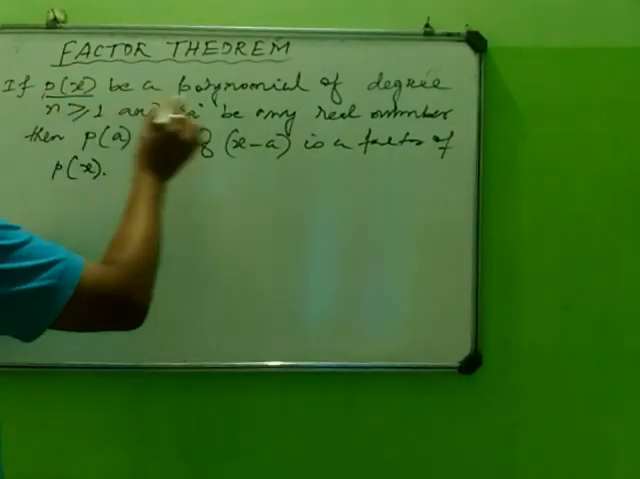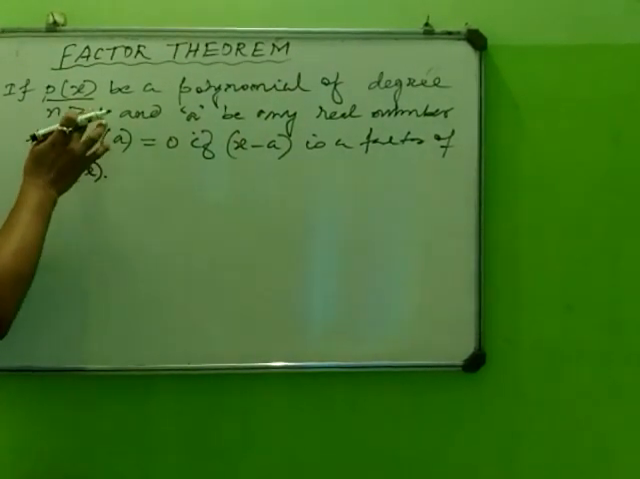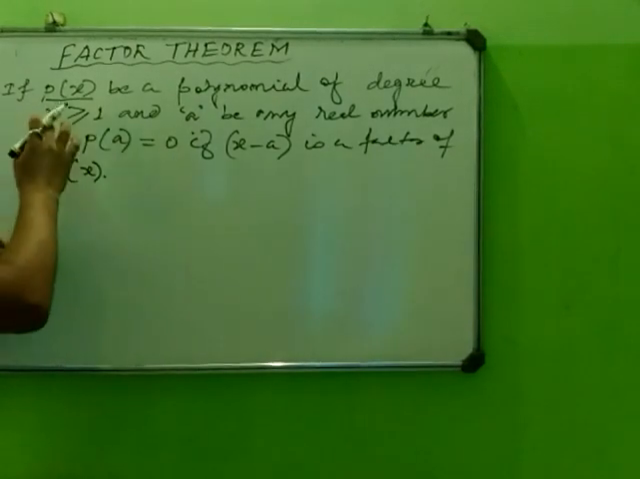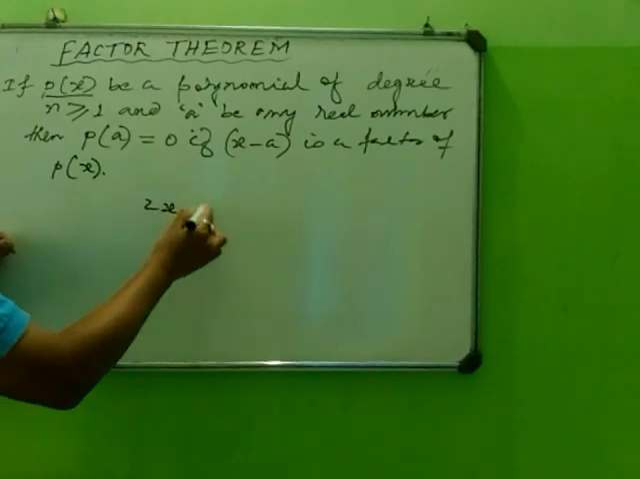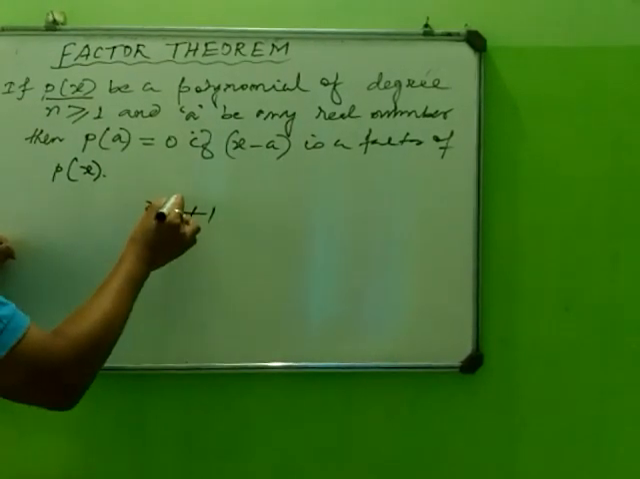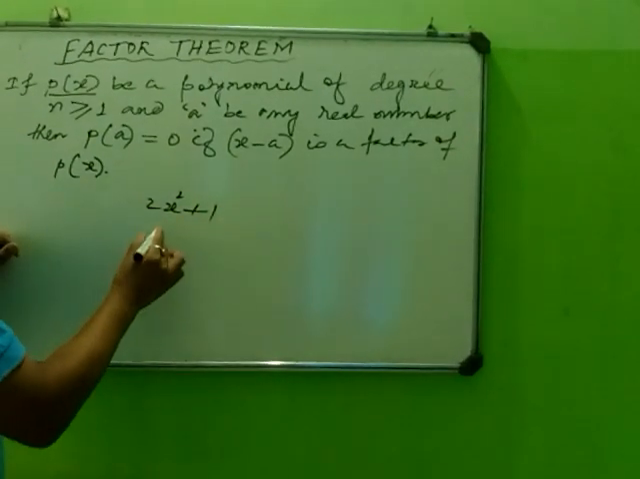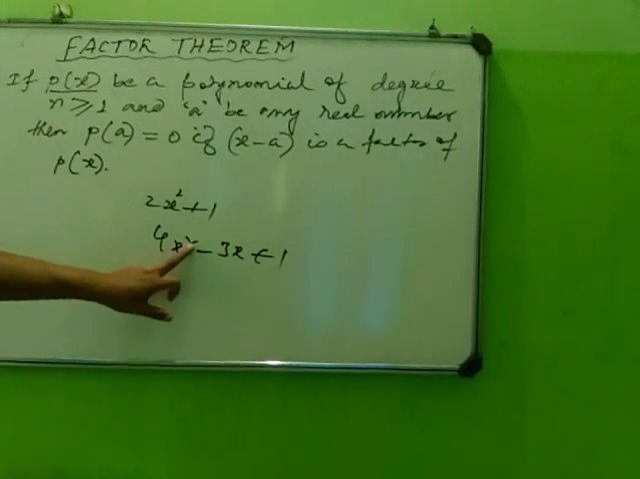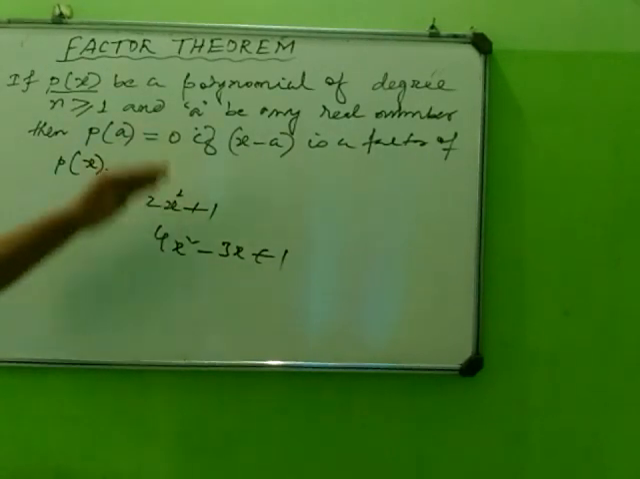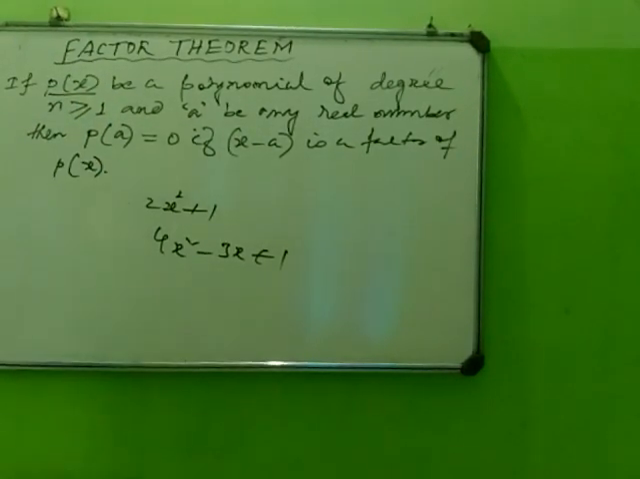Now p of x is a polynomial of degree n greater than or equal to 1. What does it mean? Degree is the highest power of the variable. Say you take 2x plus 1. Here the degree is 1, so it is a polynomial of degree 1. Or say 4x squared minus 3x plus 1. This is degree 2, a polynomial of degree 2. Like this it will go. So n is a natural number; the minimum is 1, the highest is infinite.